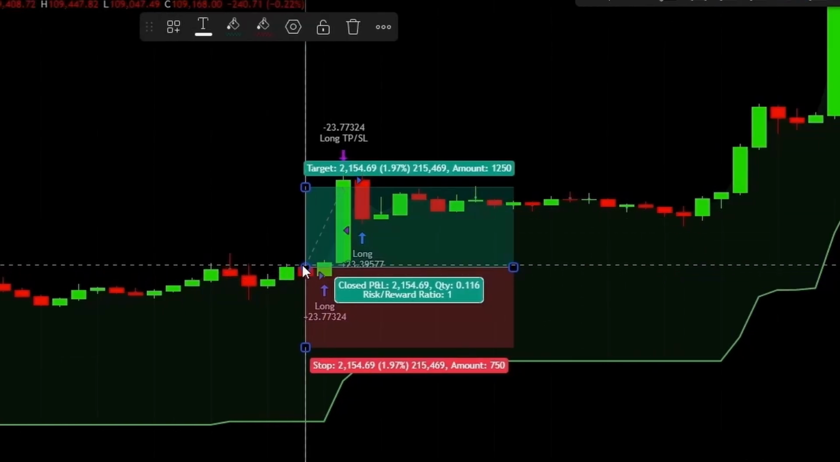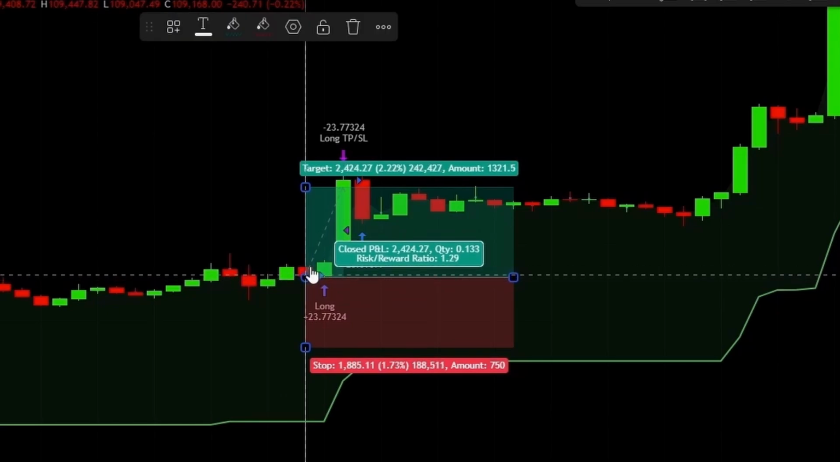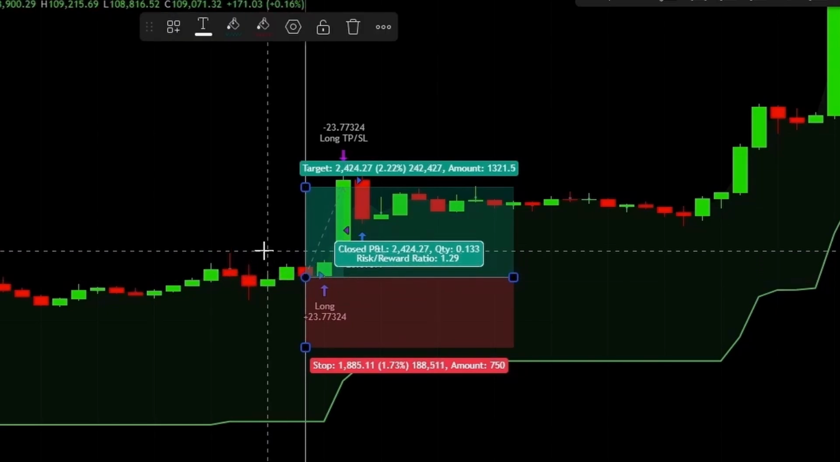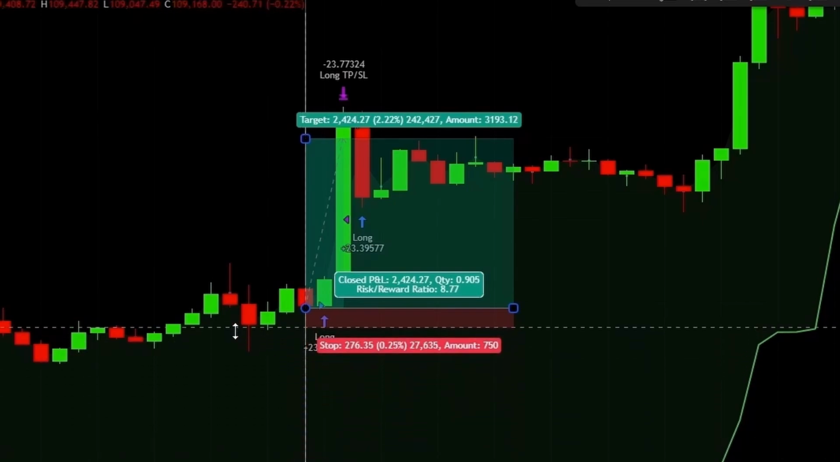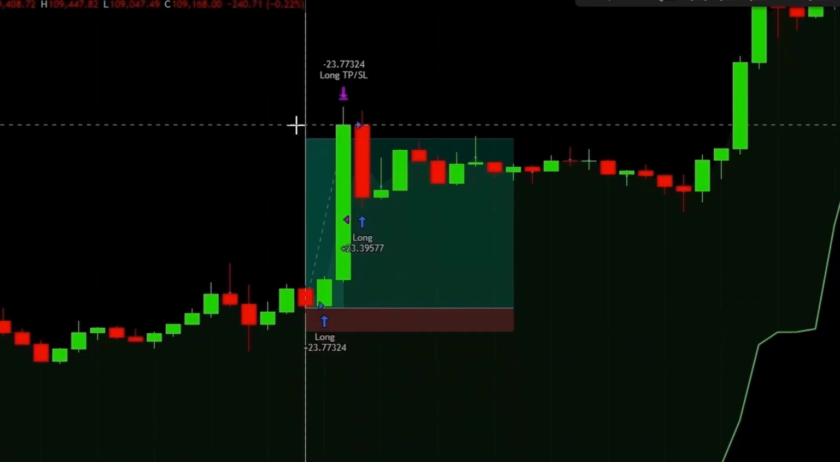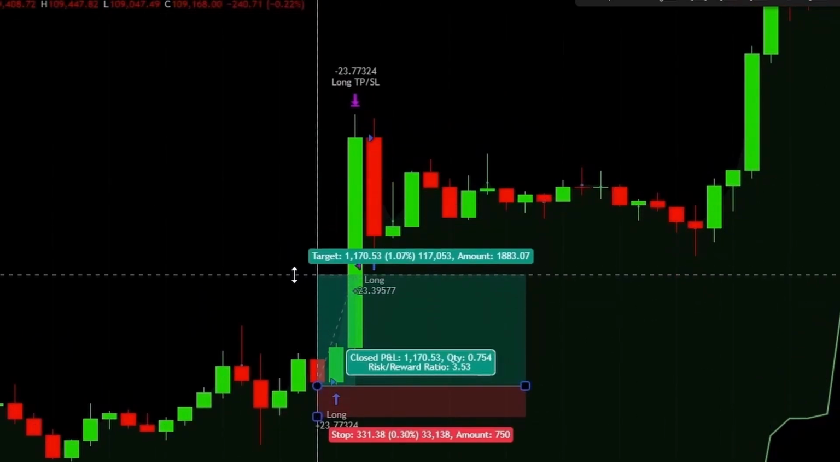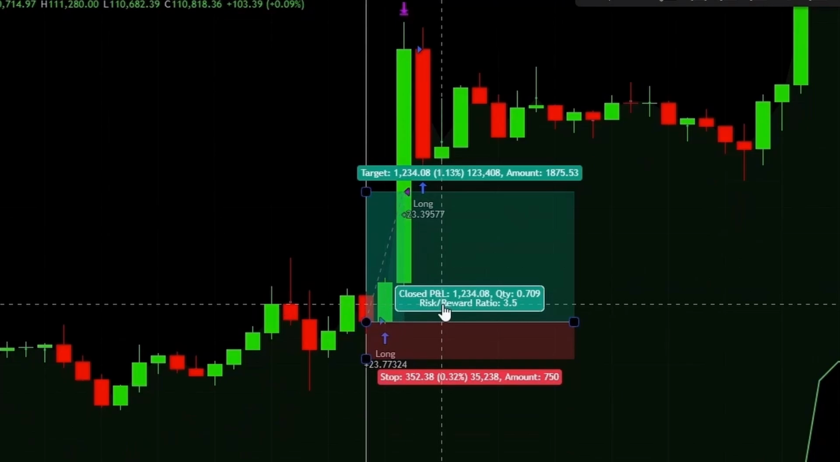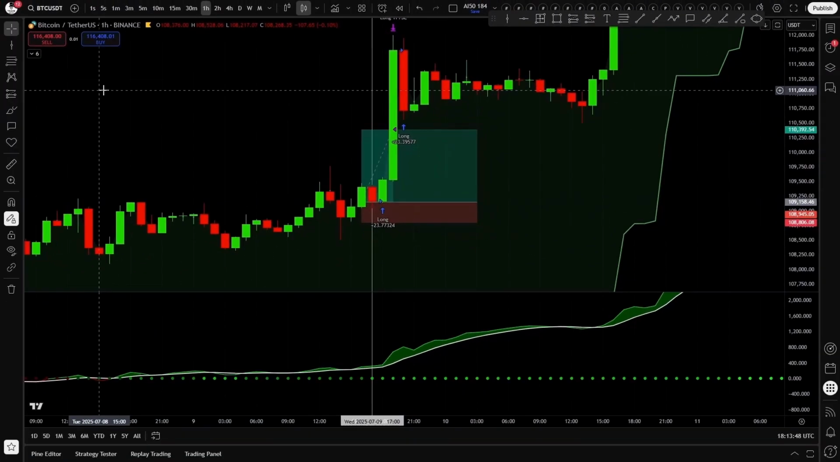Stop loss will be placed at the lowest point of the last three candles, so let's see where that is. 1, 2 and 3. The lowest point of these three candles will be this one. For take profit we are using a 1 to 3.5 risk to reward ratio, which will be somewhere around here. And as you can see, luckily this trade was a winner. So now let's see the backtest results.